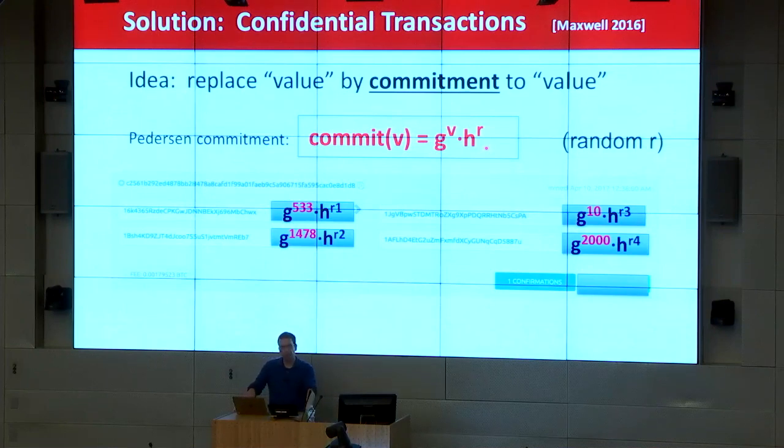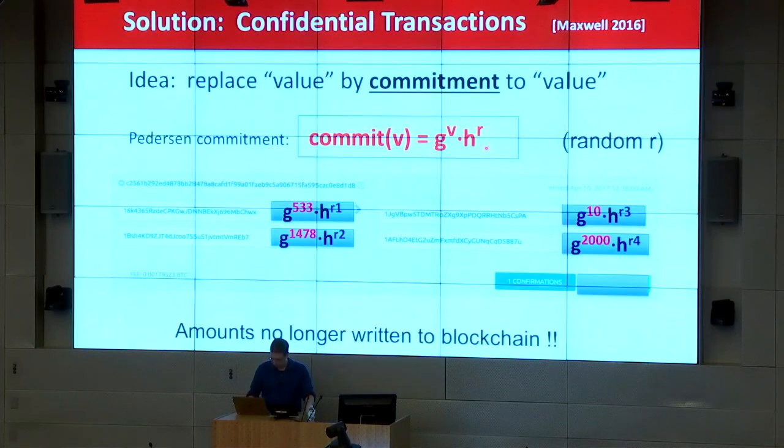But now you should look at me funny, right? Amounts are no longer written on the blockchain. So great, we achieved privacy. You can no longer tell what the value on the blockchain is, but you should look at me funny now, because an immediate problem comes up. By the way, I should say the fees are still in the clear, for a technical reason.